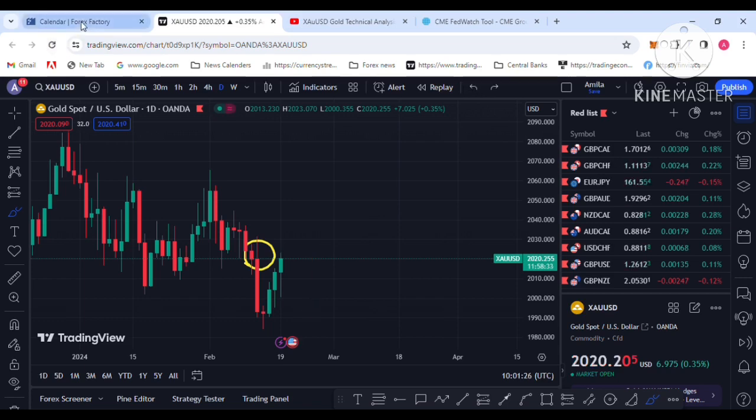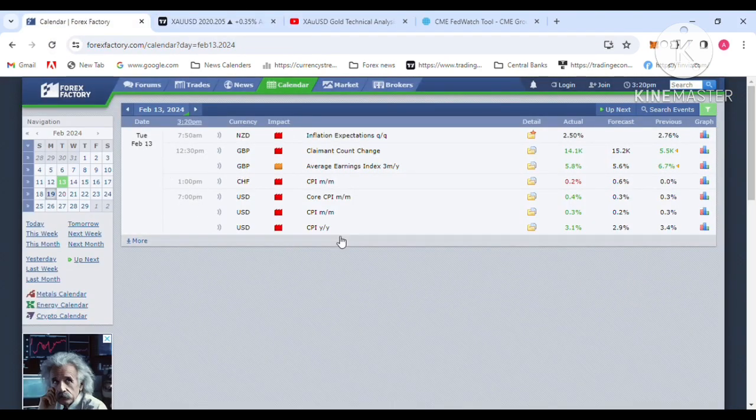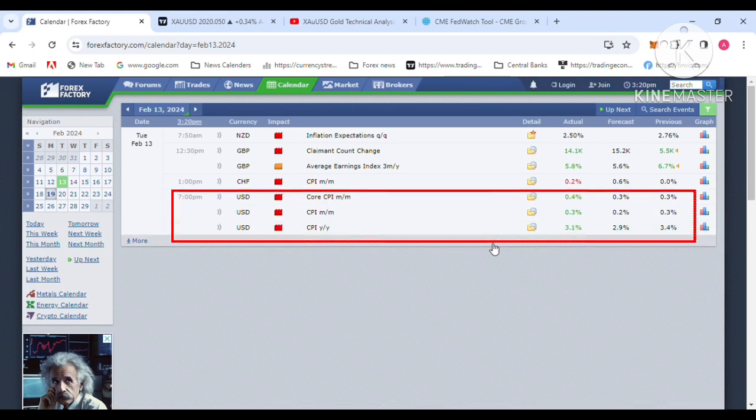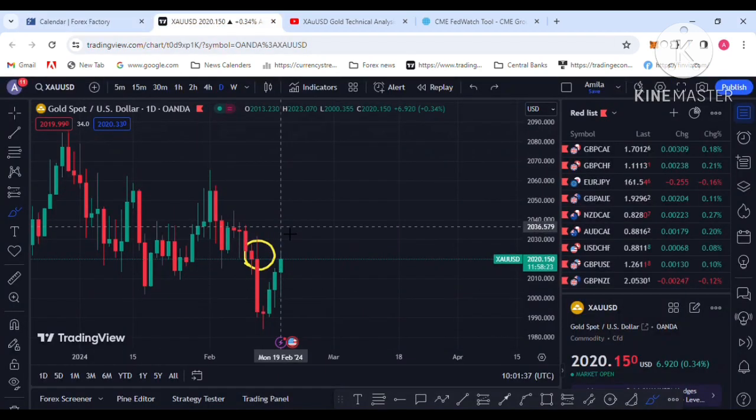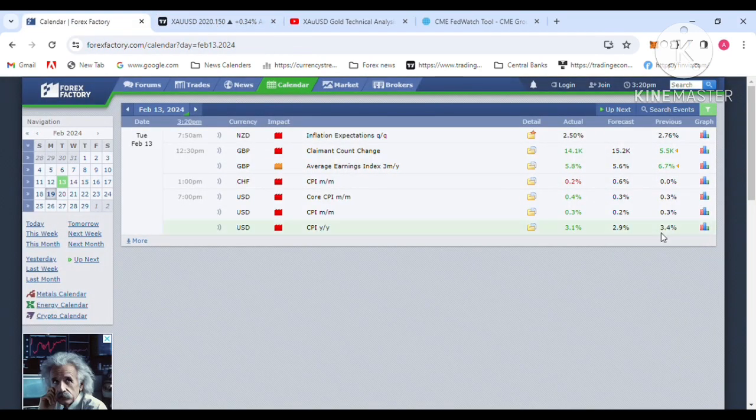So you can see I'm going to the Forex Factory website, 13th February. You can see the yearly inflation report: the previous was 3.4, the inflation expectation is 2.9, and the actual figure is 3.1. So let's see how to analyze this economic data, the inflation report, that dropped gold to the downside.